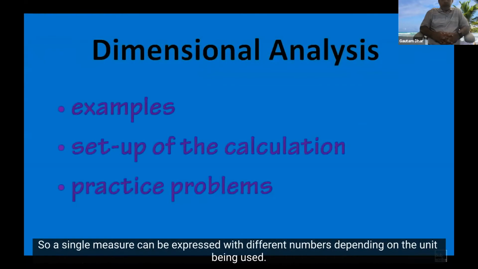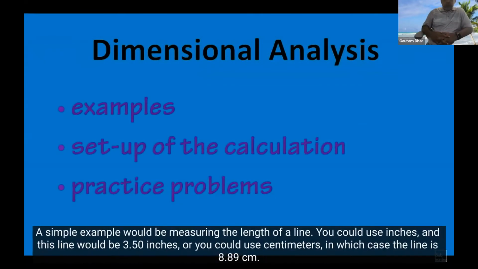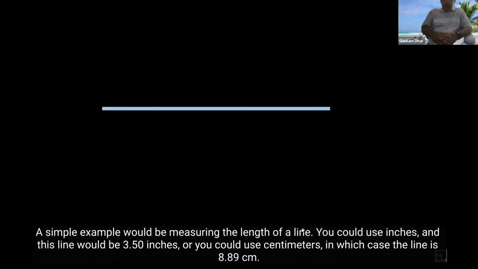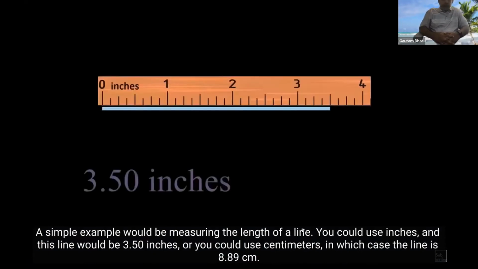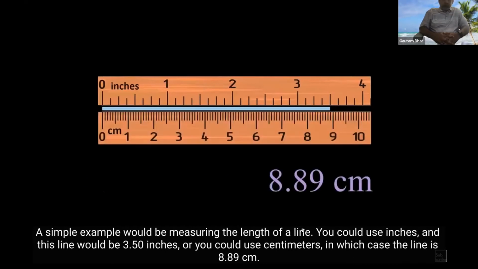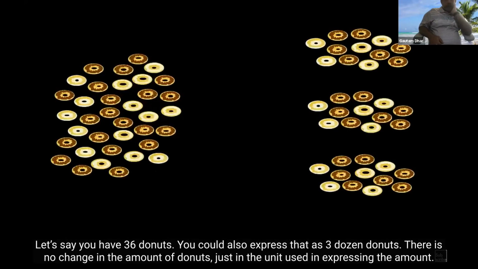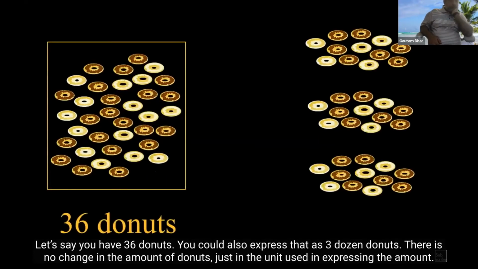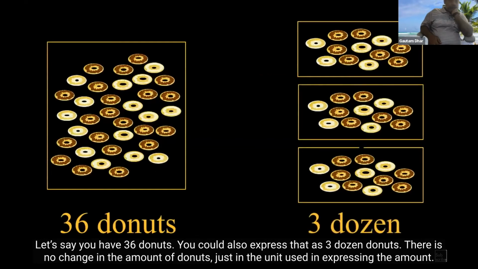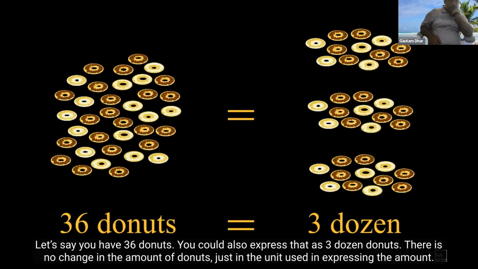So a single measure can be expressed with different numbers depending on the unit being used. A simple example would be measuring the length of a line. You could use inches, and this line would be 3.50 inches, or you could use centimeters, in which case the line is 8.89 centimeters. The length does not change, but different units are used, and so the numbers are different. Let's say you have 36 donuts. You could also express that as 3 dozen donuts. There is no change in the amount of donuts, just in the unit used in expressing the amount.